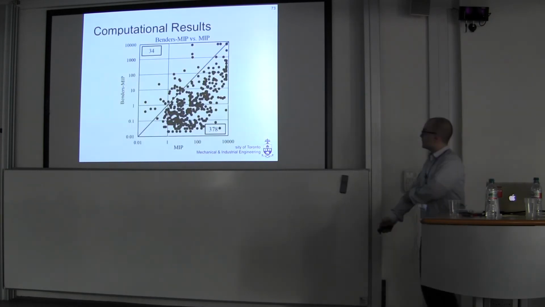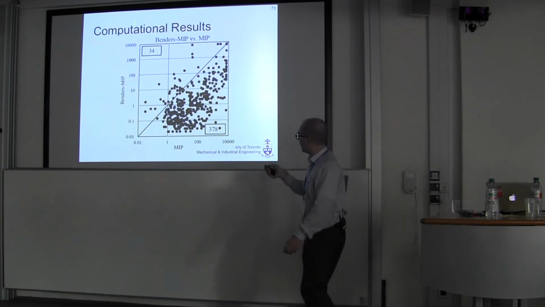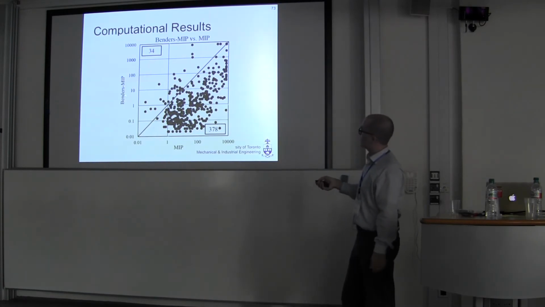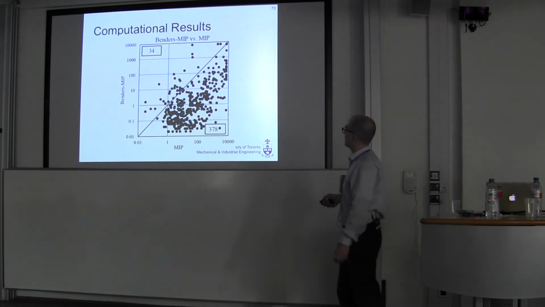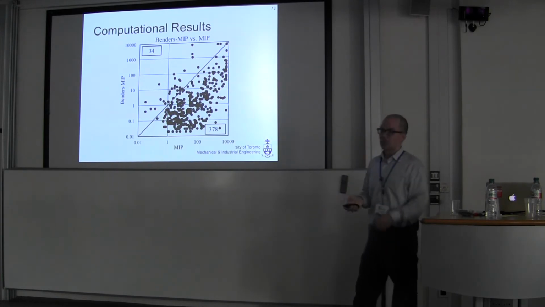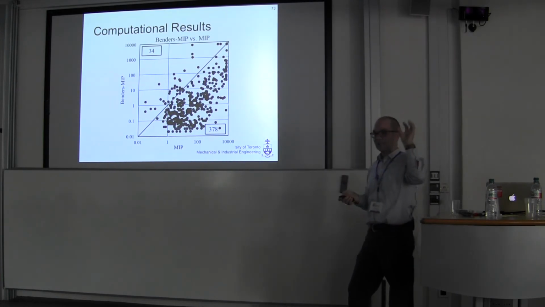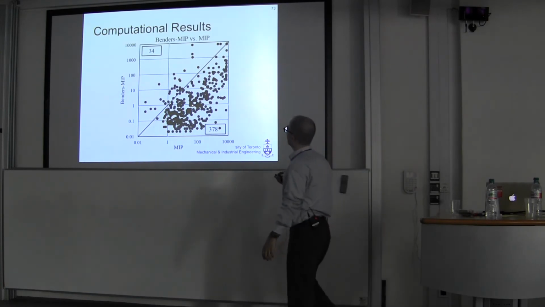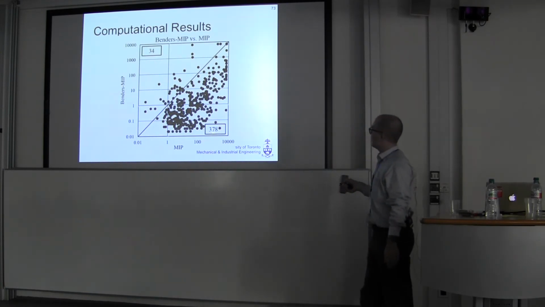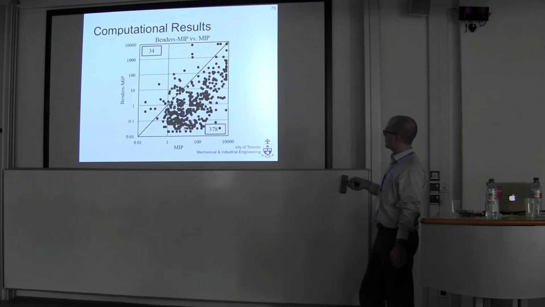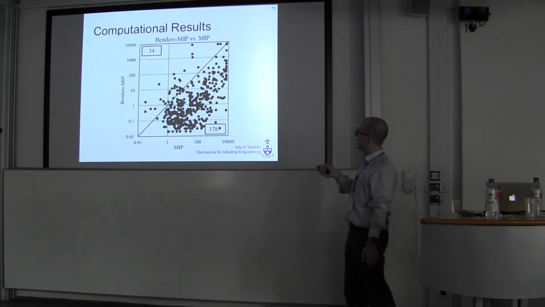The computation results are as follows. So this is a log-log plot. This is MIP on this axis, and logic-based Benders here. Below the line is a win for Benders. With Benders, we're using mixed integer programming in the master, and CP in the subproblem. And this is the number of problems that are at least 10% below this line. This is the number of problems that are 10% or more above this line.